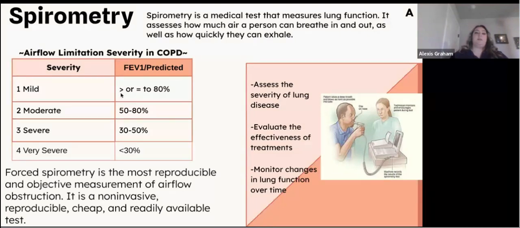So the FEV1 gives the airflow limitation severity in COPD. Mild would be greater than or equal to 80% of the FEV1 predicted. The second, or moderate, is 50 to 80%. And then severe is 30 to 50%, and very severe is less than 30% of FEV1 predicted.